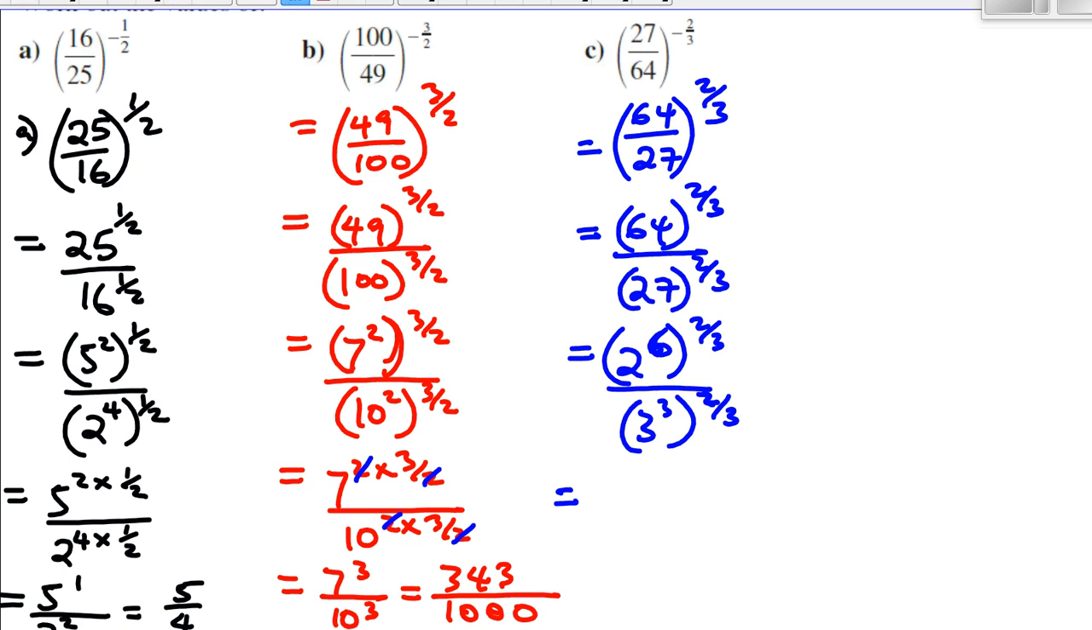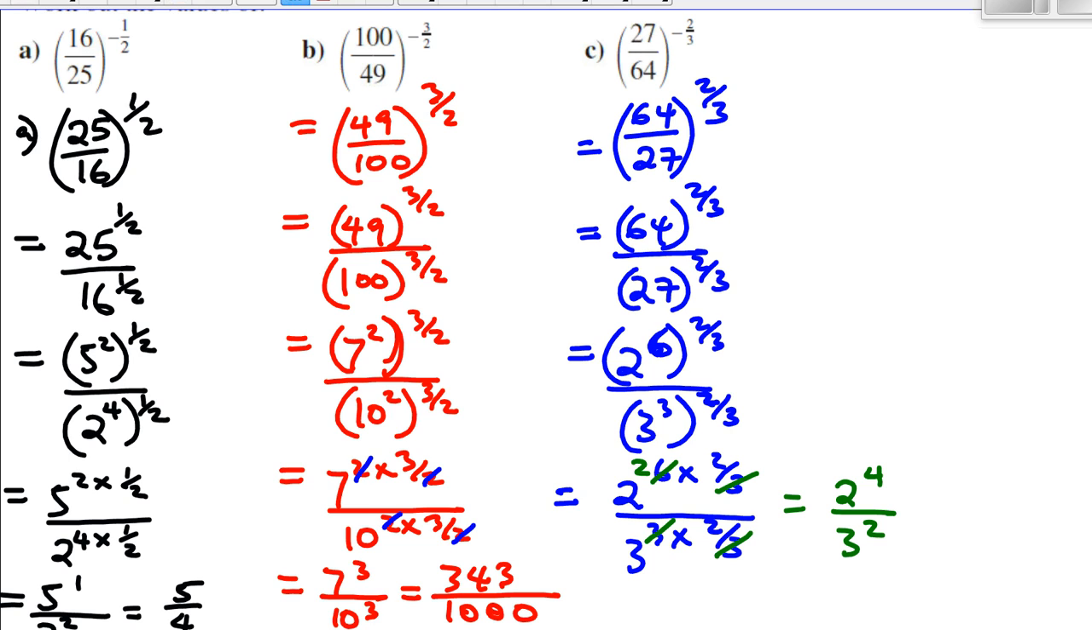This will be equal to 2 to the power of 6 multiplied by 2 over 3 over 3 to the power of 3 multiplied by 2 over 3. We can cancel. 3 and 3 gone. 3 goes into 6 twice. That's how I'm cancelling it. So you'll end up with 2 to the power of 4 over 3 to the power of 2, which will equal 16 over 9. And that is how you use knowledge on indices to simplify fractional indices.